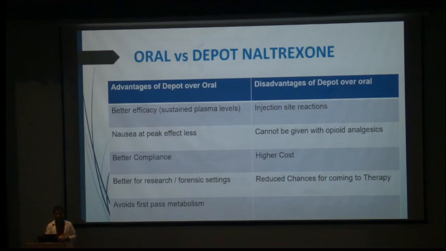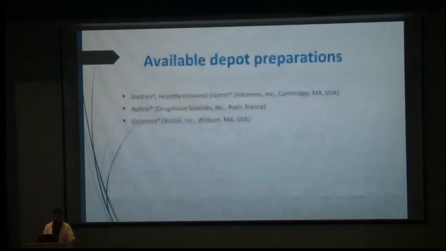There is lesser nausea, which is a common complaint in patients when we prescribe naltrexone at peak. Because there are no peak effects after the first 3 days, the nausea is much less. The compliance and adherence automatically become better. It becomes better for research and forensics settings because naltrexone remains in the system and there is avoidance of first pass metabolism. Except some disadvantages like injection site reactions, cannot be given with opioid analgesics, higher cost, and it automatically makes people think that they do not have to come for therapy or counseling.